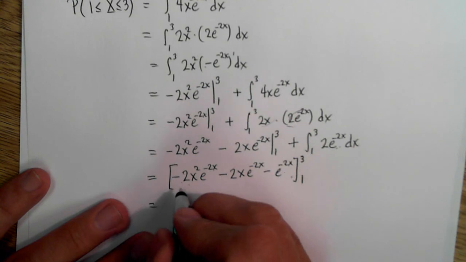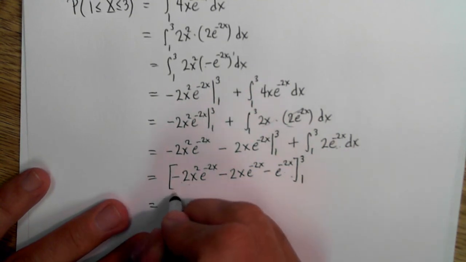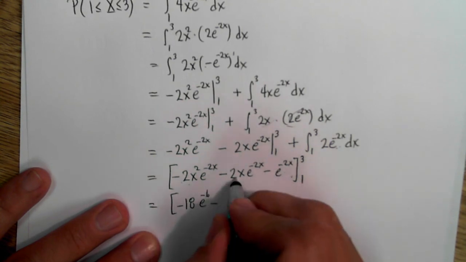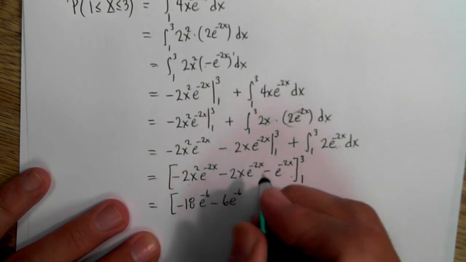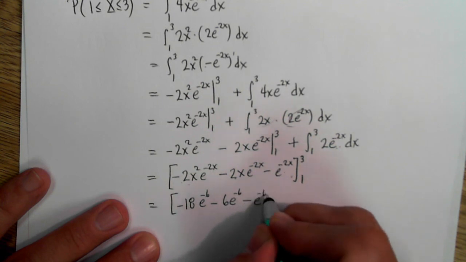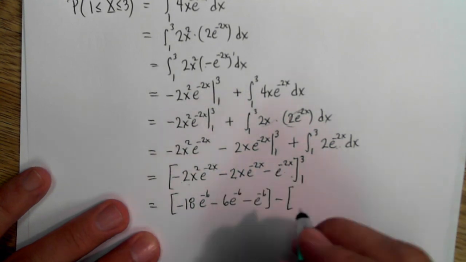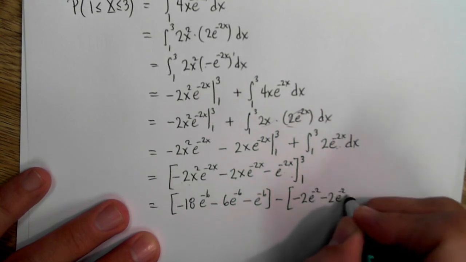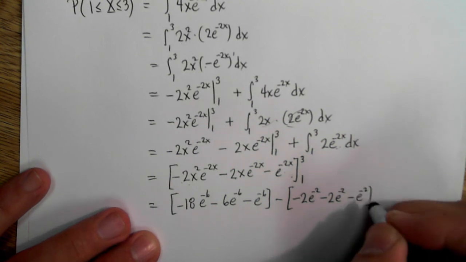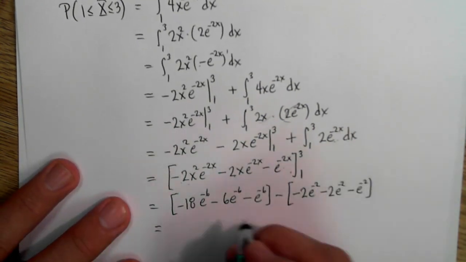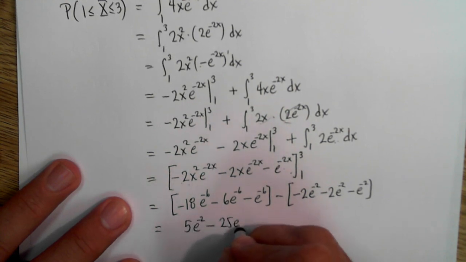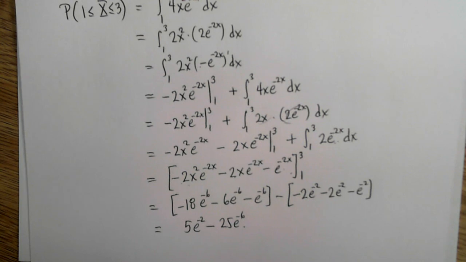All right, so plugging in, when x is equal to 3, we get negative 18 e to the minus 6. Then I get minus 6 e to the minus 6. On this part, I get minus e to the minus 6. Plugging in 1, I get negative 2 e to the minus 2, minus 2 e to the minus 2, minus e to the minus 2. And so putting this all together, I get 5 times e to the minus 2 minus 25 e to the minus 6. And so whatever that number turns out to be, that's the probability that x is between 1 and 3.